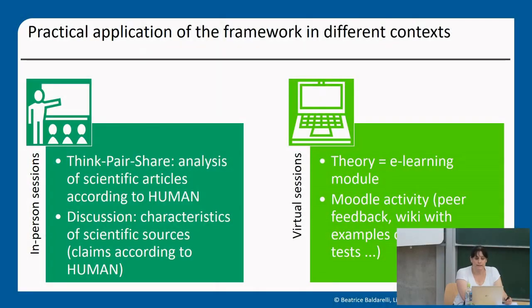The session Plagiarism and Citation already contains some introductory reflections on the legal and ethical implications of plagiarism and practical exercises on how to determine whether a text passage may be considered plagiarized or not. With the implementation of the HUMAN framework, we considered different contexts in which we would adopt different exercises for the in-person and virtual session. For the in-person sessions, we thought of think, pair, share analysis of scientific articles according to HUMAN.